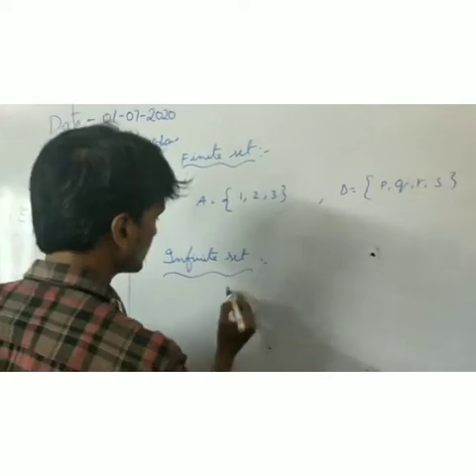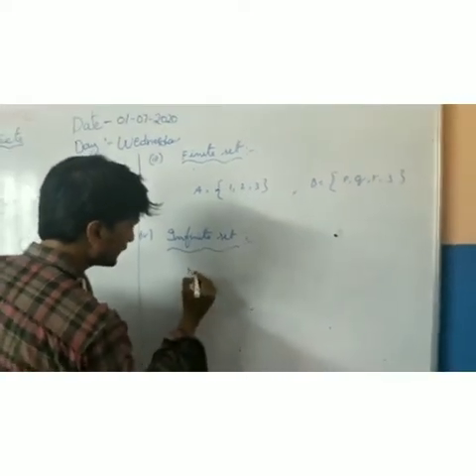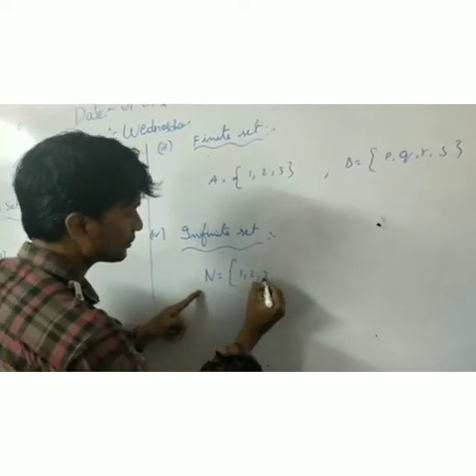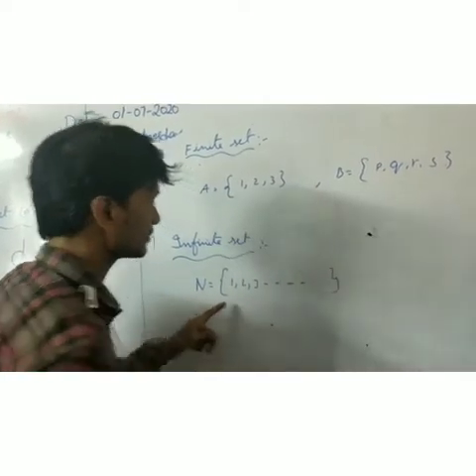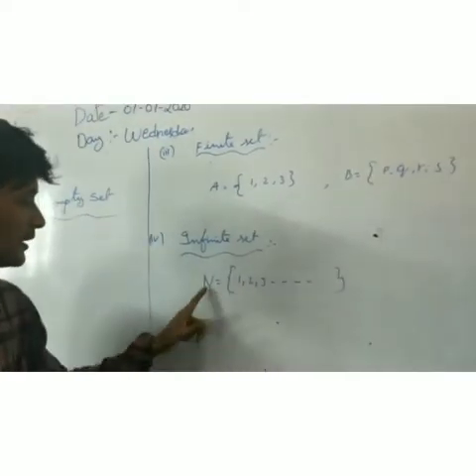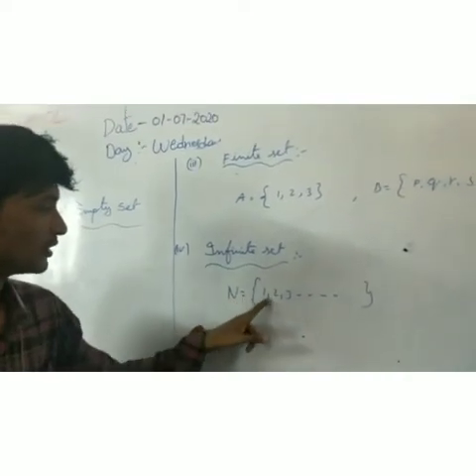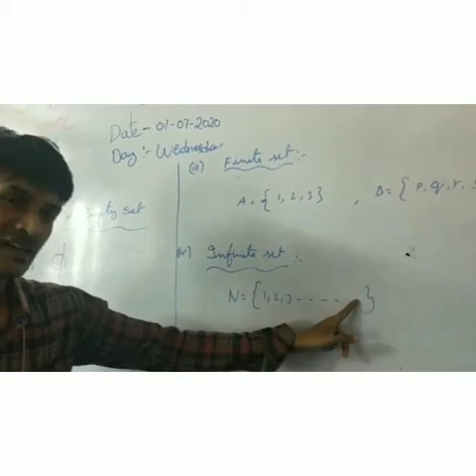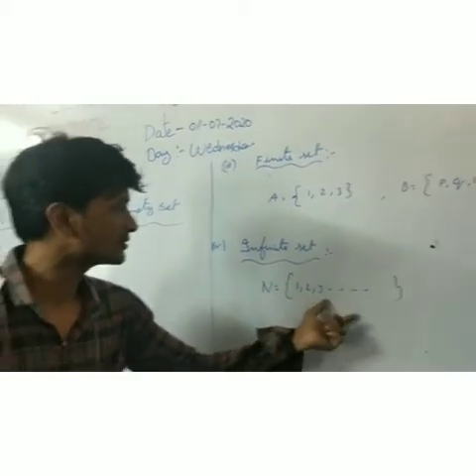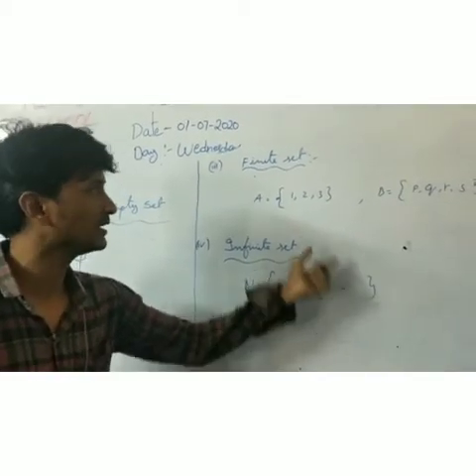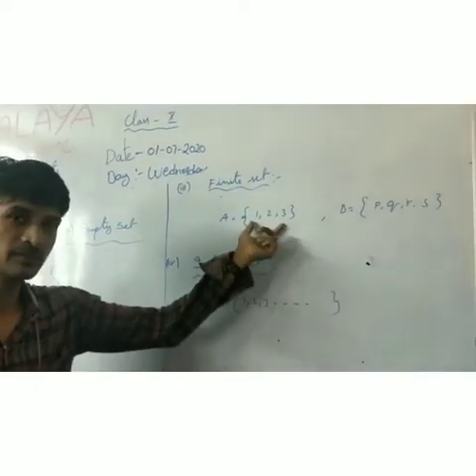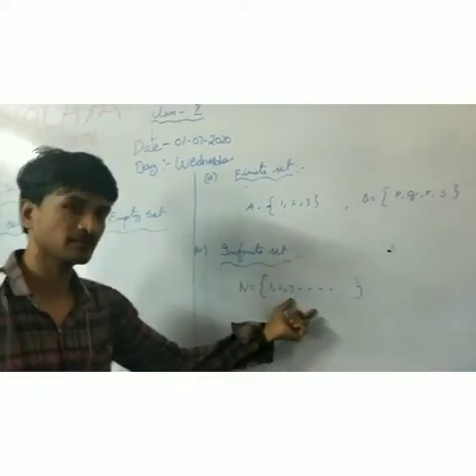What are infinite sets? For example, N is the set of natural numbers. So 1, 2, 3 and so on. See here, the natural number set 1, 2, 3 and so on. The largest number, or ending number, we cannot say. So here uncountable numbers. Compared to finite and infinite, here countable numbers will be in that set, and here uncountable numbers will be.